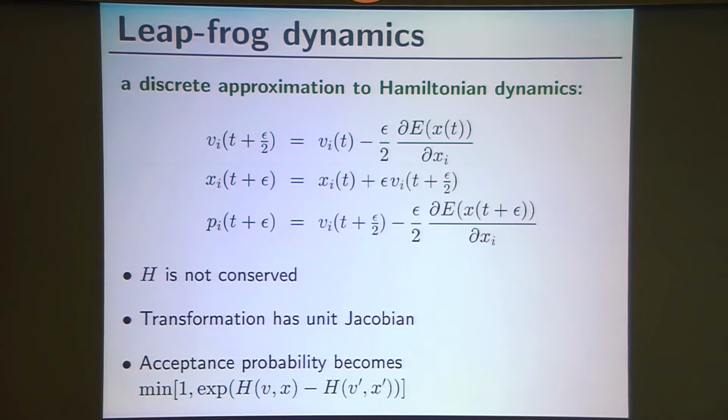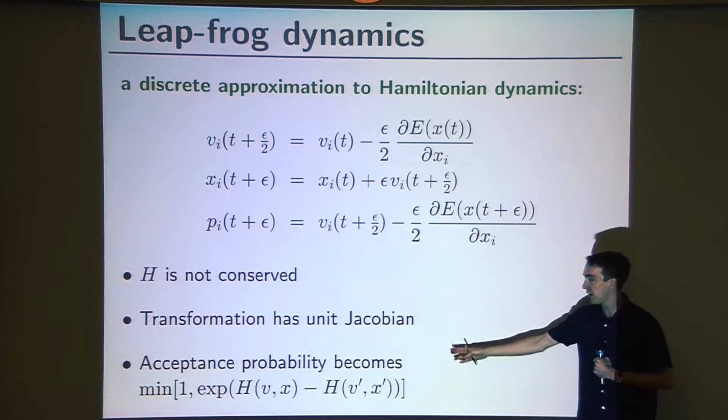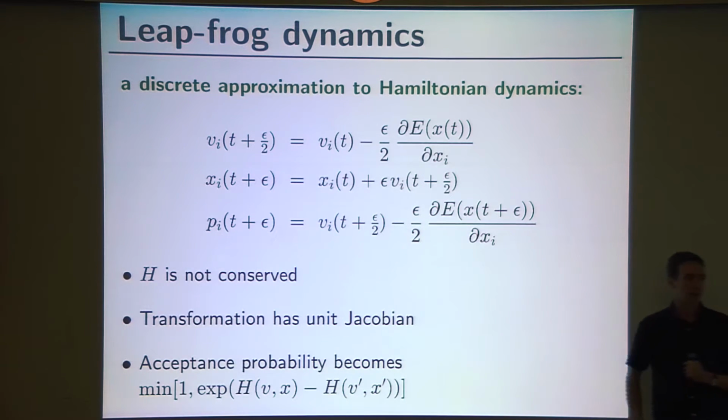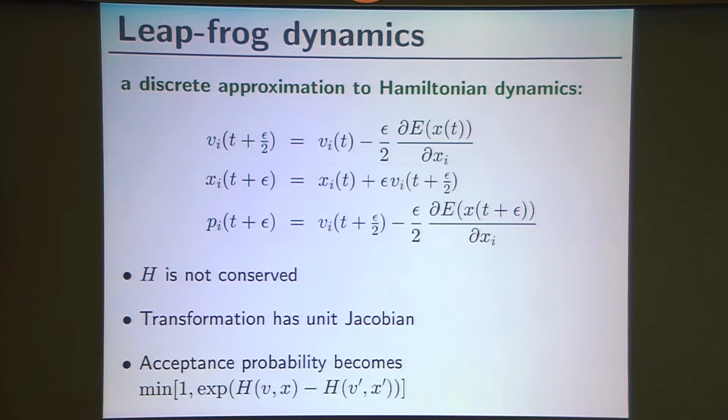And the reason people use this particular numerical way of solving differential equations, as opposed to Runge-Kutta or some other system that you might have heard of, is that these also maintain phase-space volume. The transformation that these equations give has unit Jacobian. And that means that the acceptance probability is just the ratio of probabilities, or e to the difference in energies.